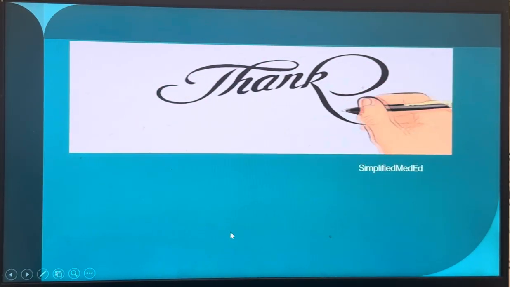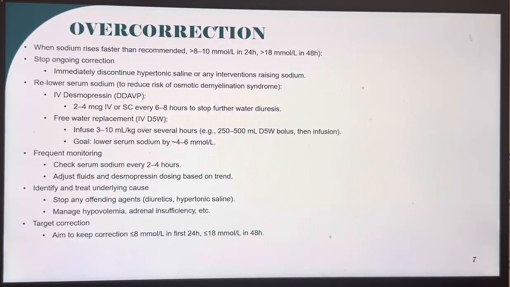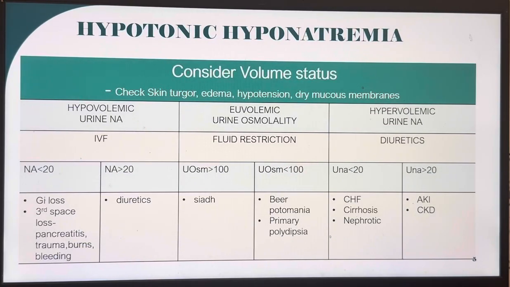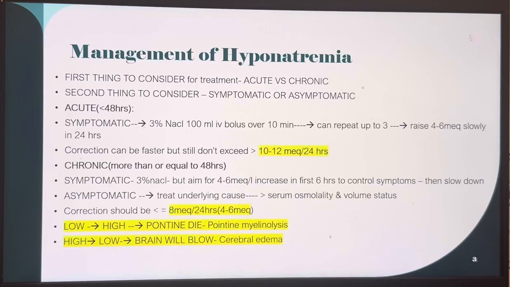Before going, I just wanted to quickly summarize the things that are important here. What are the important things in the management of hyponatremia? First, quickly summarizing in 2 minutes: is it acute or chronic, symptomatic or asymptomatic? If it is symptomatic and acute, you give 3% NaCl bolus and repeat it 2 or 3 times, and you always make sure that it is not corrected more than 10 to 12 milliequivalents in 24 hours. And if it is chronic, it should be less than 8 milliequivalents.